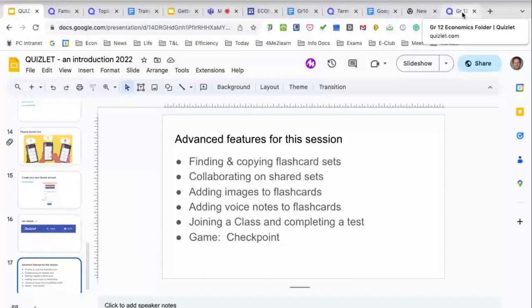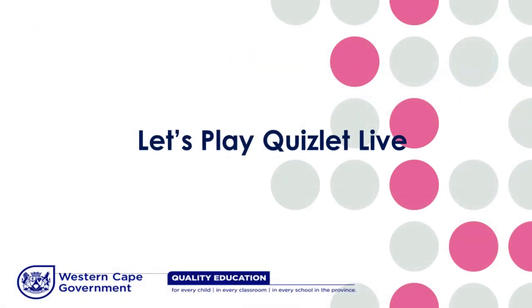Let's say you've got 30 learners in your class. Even if only 15 of them, if only half of them have got a device, you can still set up a game of Quizlet Live, because you just get learners who don't have a device to pair up with somebody who does have a device.